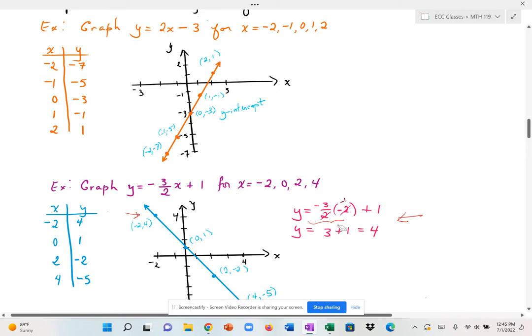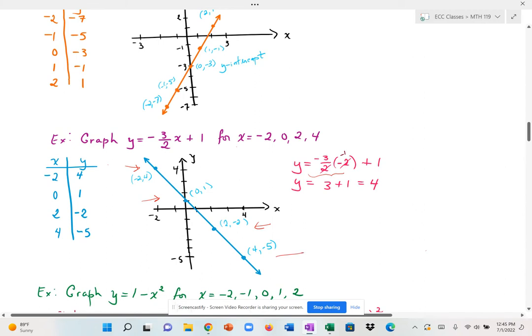And so those points are plotted here on the right. Here's (0, 1). Here's (2, -2). That's in quadrant 4. And (4, -5) is also in quadrant 4. Connect these together in a line with arrows at the end. And there is the graph of the equation of the line y = negative 3 halves x plus 1.